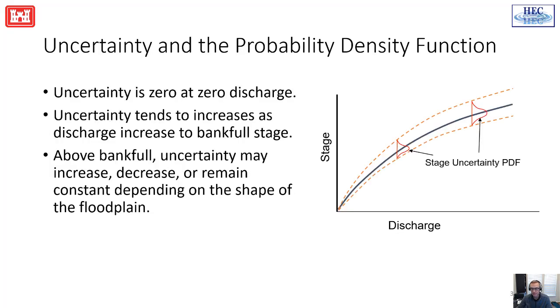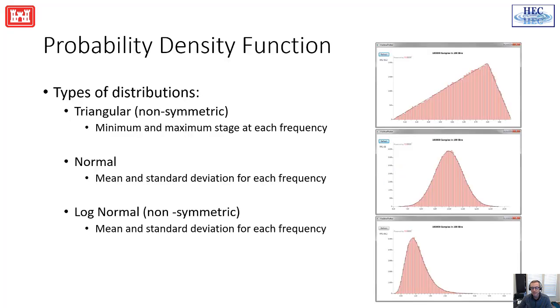Thus far, we have discussed the development of creating a stage-discharge function and attempting to define the uncertainty with a probability density function. The bounds of the PDF are defined based on engineering sensitivity analysis and professional judgment. What we notice is that the stage uncertainty is zero at zero flow and tends to increase as flow increases towards bank full stage. As flows get larger, the uncertainty may get larger or remain constant based on the shape of the floodplain. The probability density function can be represented through different statistical distributions.